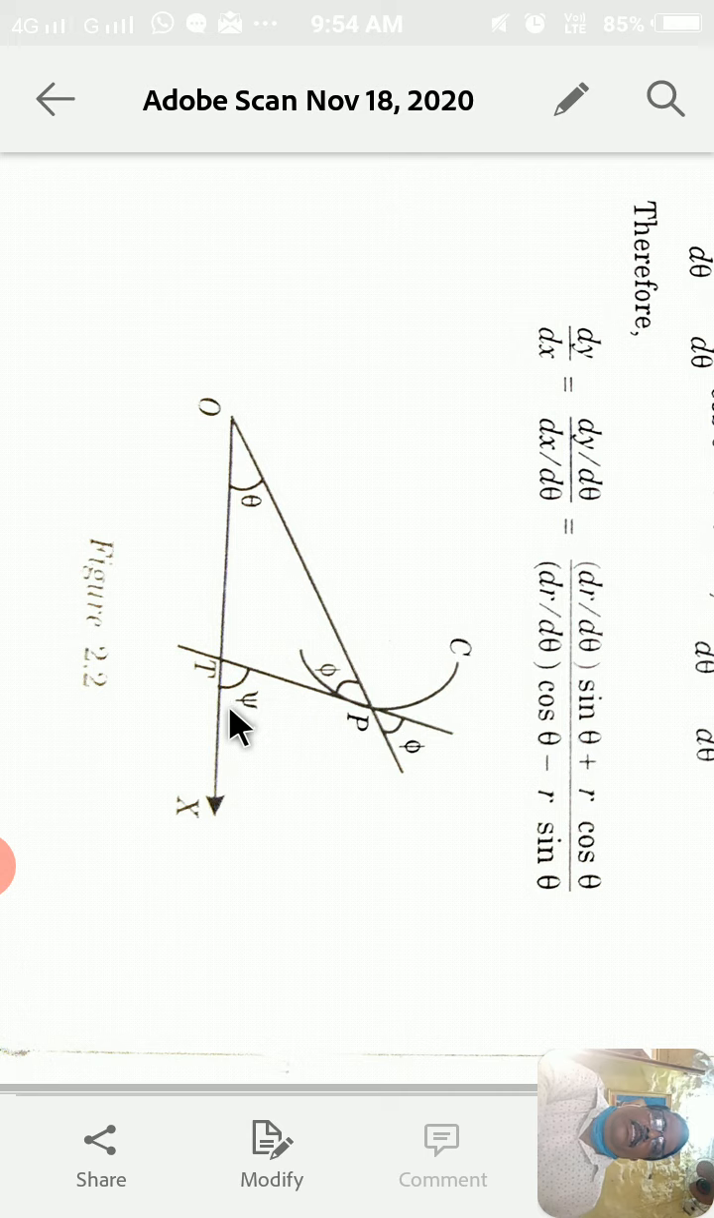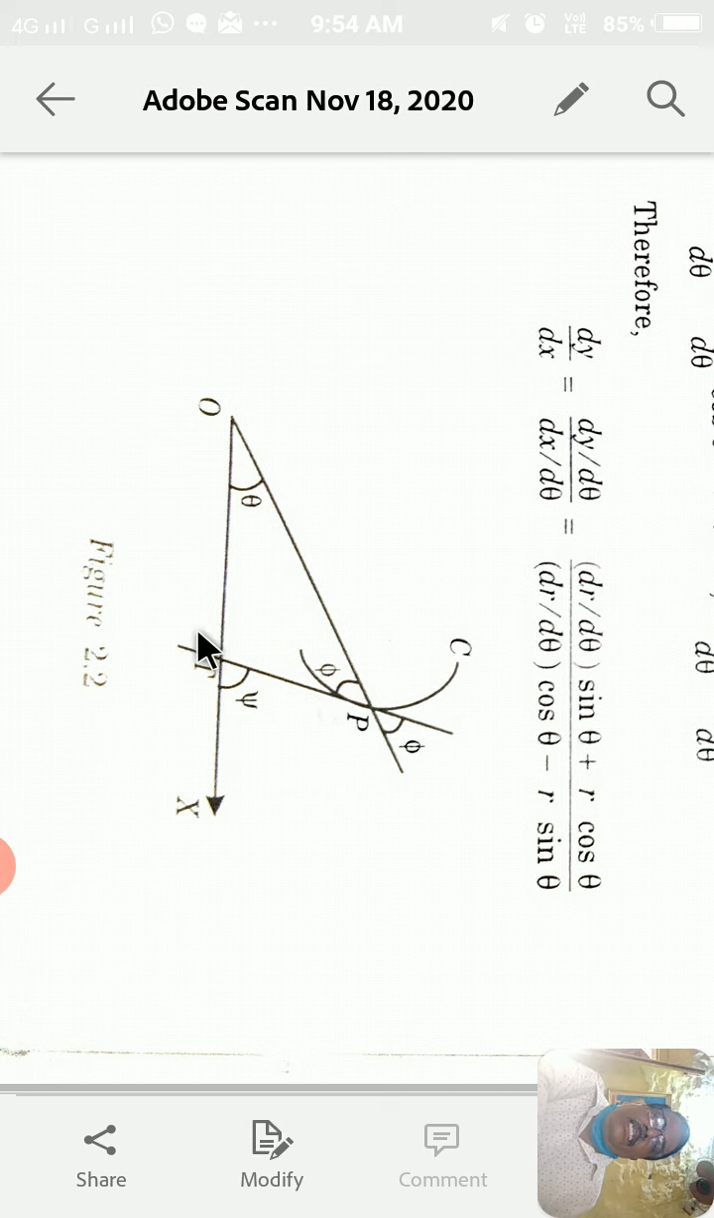This is the tangent, and this is the x-axis. Now this tangent makes an angle psi with the x-axis, so this is known as tan psi. Here OP is known as the radius vector, and this is known as the tangent PT.